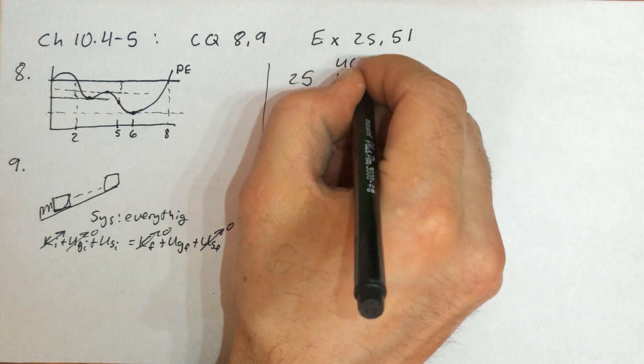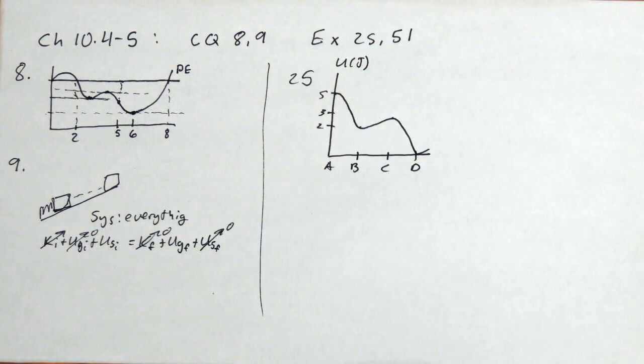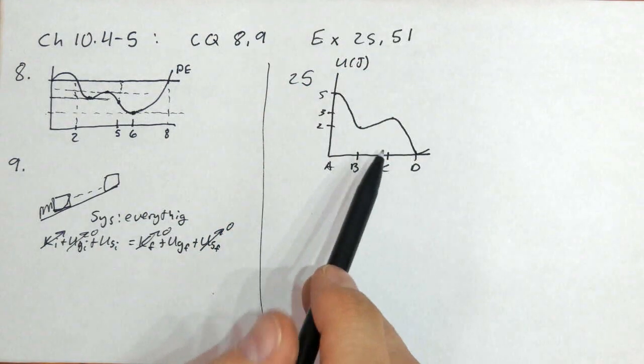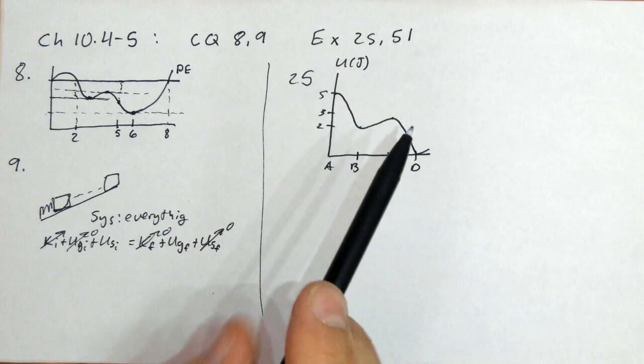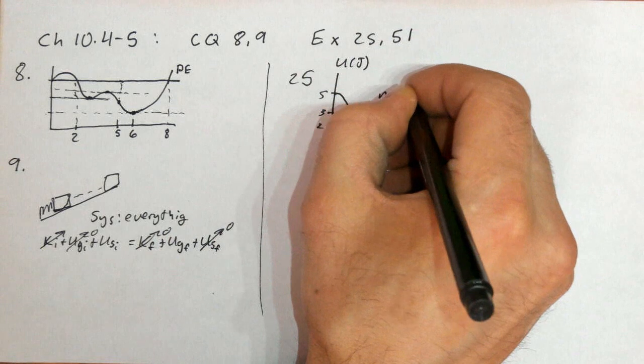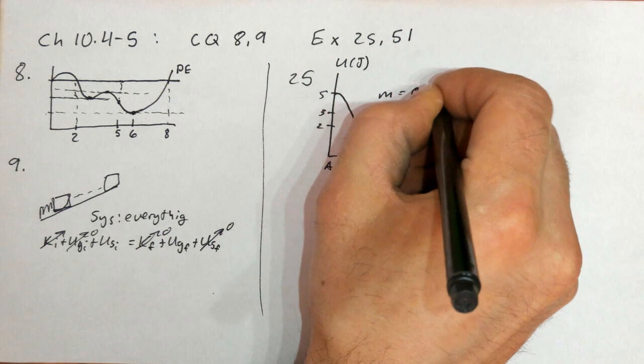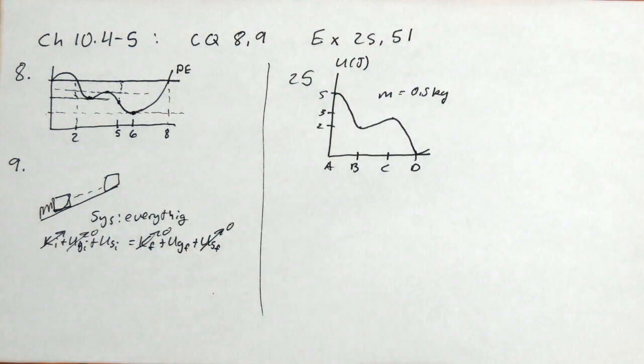Okay, so we've got this potential energy curve as a function of position. These numbers here are in units of joules. And we're told that this particle is half a kilogram, 500 grams. And we're asking, what is the speed of this particle at points B, C, and D if it starts at point A with 0 speed? Starts at rest at point A. How are we going to use this graph to figure that out?